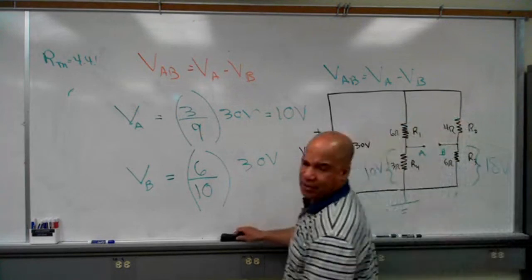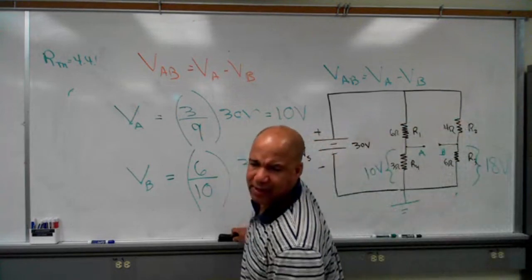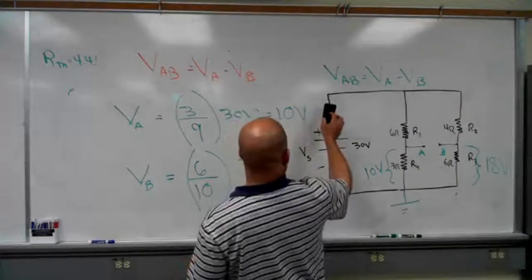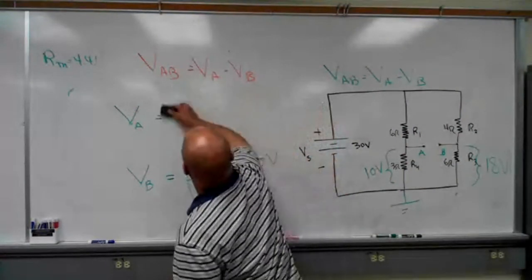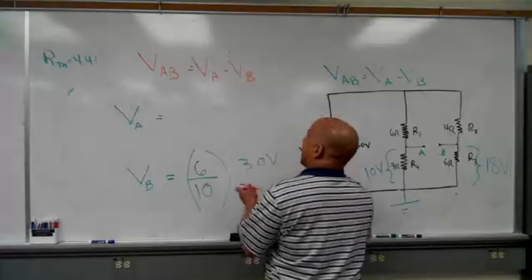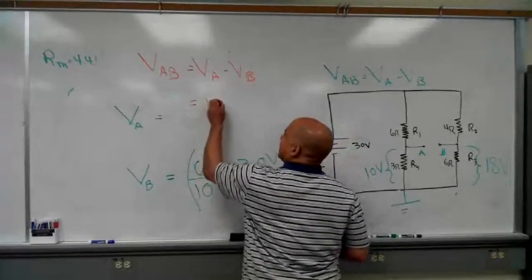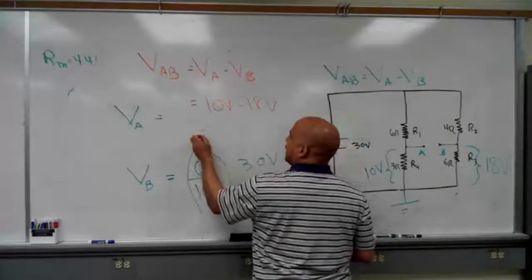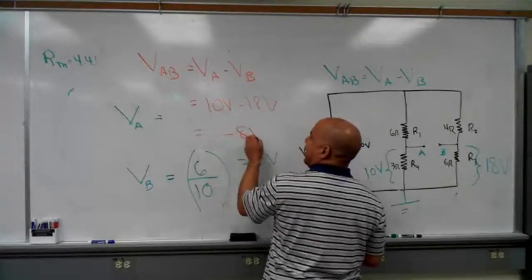So let's get the answer because we're running out of time. Actually, I'm out of time already, but give me just a minute. So I got 10, what was it, 10 and 18? So if I put my numbers in, look what happens. I got 10 volts minus 18 volts. That gives me a negative 8 volts. Negative 8 volts.